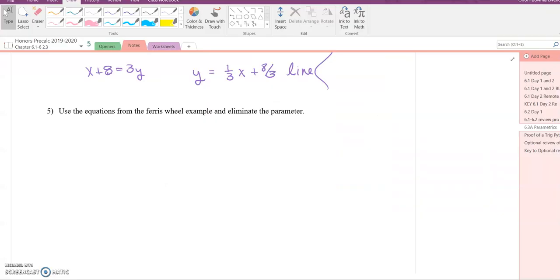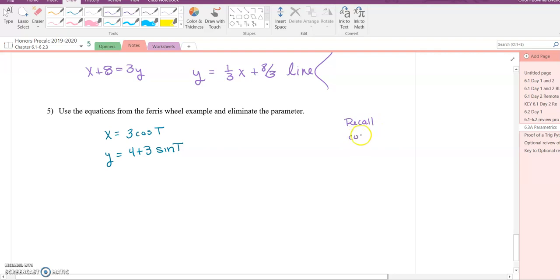Okay, my last example from the day. Now this is by far, in my opinion, the hardest one that we're doing today. And that's eliminating the parameter when we're dealing with trig functions. So I'm going to go ahead and take the parametric equations from the Ferris wheel. Then I've got to think about what to do. I want to recall that I now know this trig identity, cosine squared t plus sine squared t equals 1. So I want to get that.